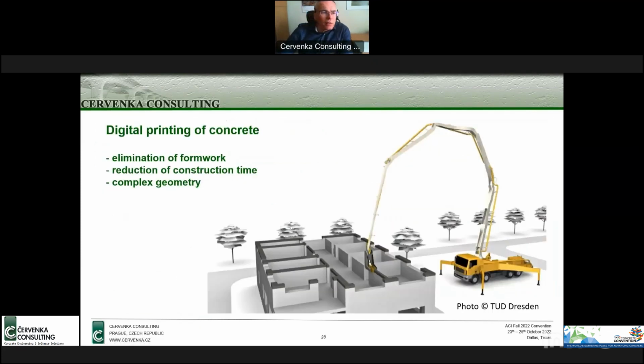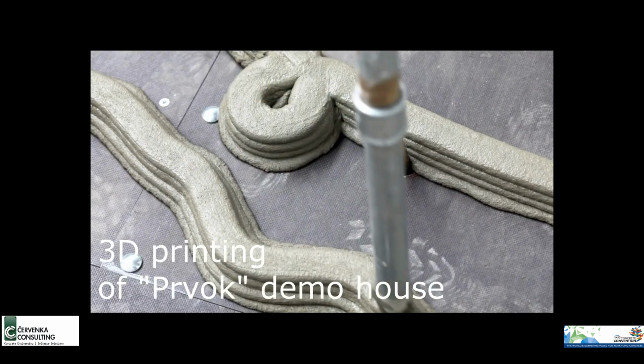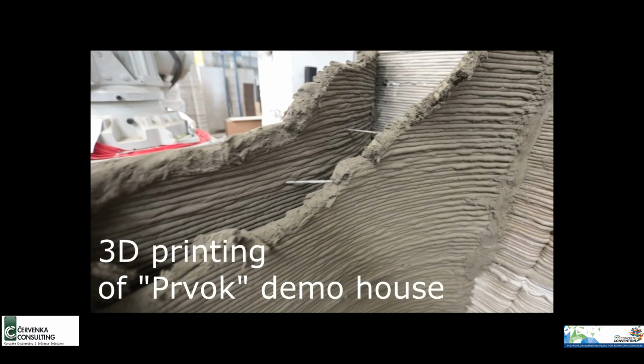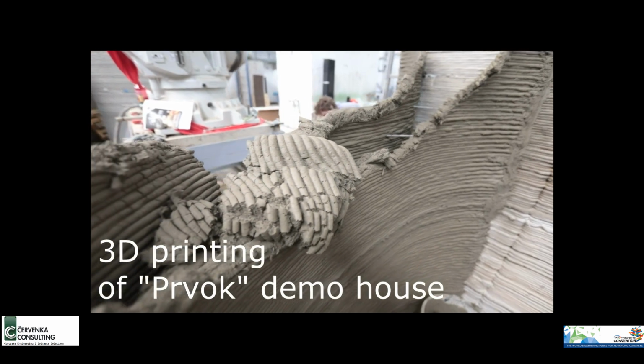Okay, so the last example or last technology or development on our software I want to show is the simulation of digital printing of concrete. For the demonstration, we are using the building Prvok, which was one of the first 3D printed buildings in Czech Republic. We are using very fresh concrete, so there is a danger of collapse. So that's why simulation is a very useful and necessary tool.